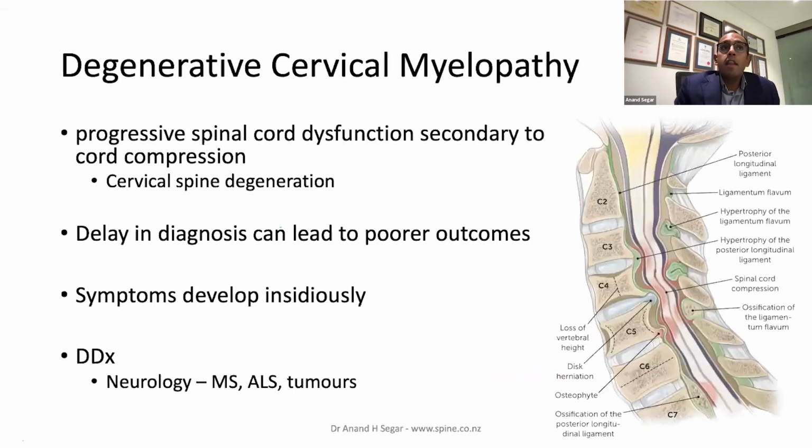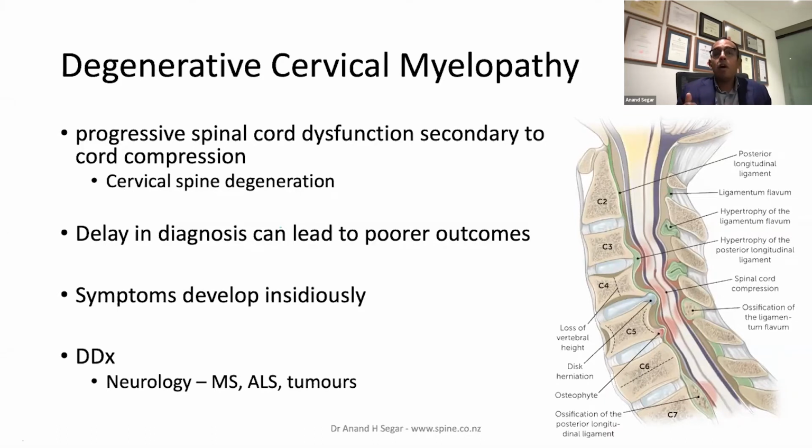So cervical myelopathy is due to stenosis or narrowing in the cervical spine. It's progressive spinal cord dysfunction secondary to spinal cord compression, and it's due to multiple things. As you get older, you get bulging of the discs, you get loss of vertebral disc height, you get buckling of the ligaments both in the front and the back of the spine, you get bony formation behind the vertebral bodies and the discs, and all of this can combine to compress the spinal cord.